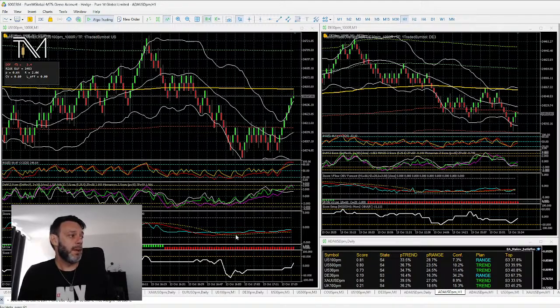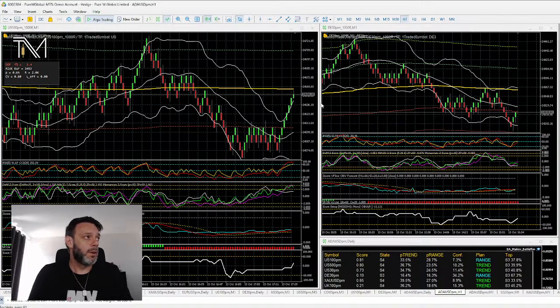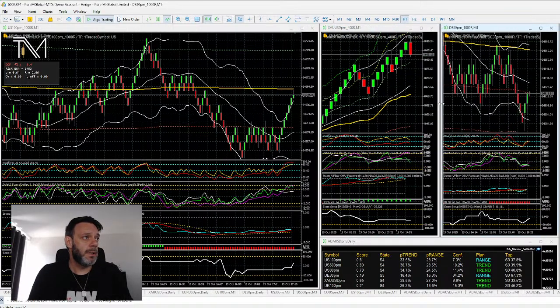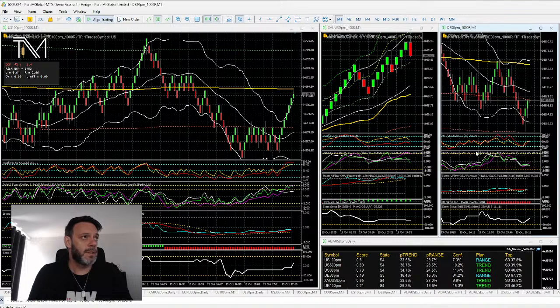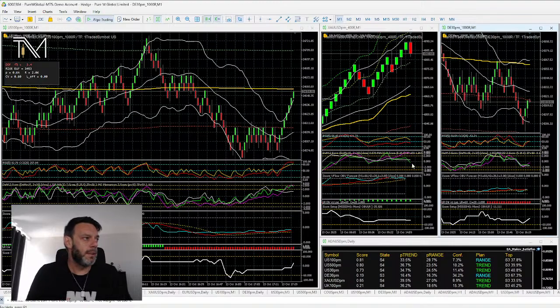Like this time I have this signal, I didn't take it, but it was correct. This one on Dow Jones was the same. Now we don't have something strong on DAX, even though it's bouncing. Here is the situation on gold.